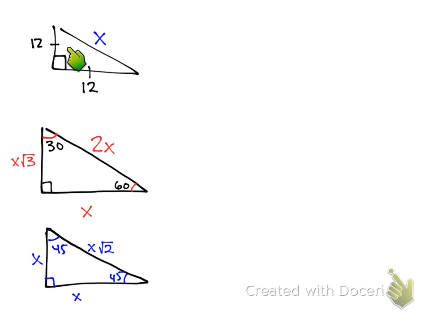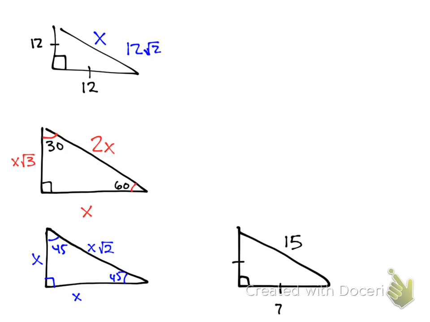So we know it's 45, 45, 90 because since both of these legs are the same, that tells us both of our angles opposite from them are also going to be the same. So they're both going to be 45-degree angles. So using our rule for a 45, 45, 90 triangle, the legs are length x, and the hypotenuse is x times root 2. So since we know that our legs are 12, that makes our hypotenuse 12 square root of 2. 12 times square root of 2.